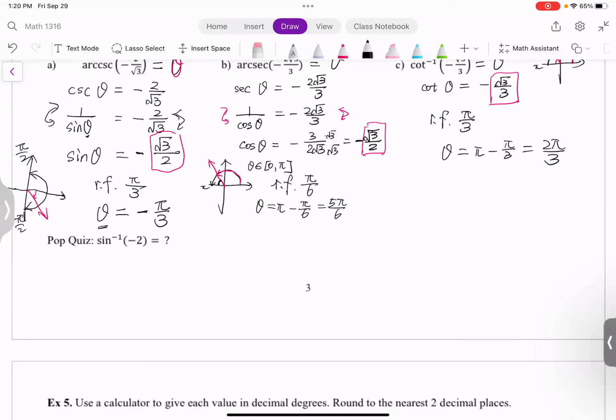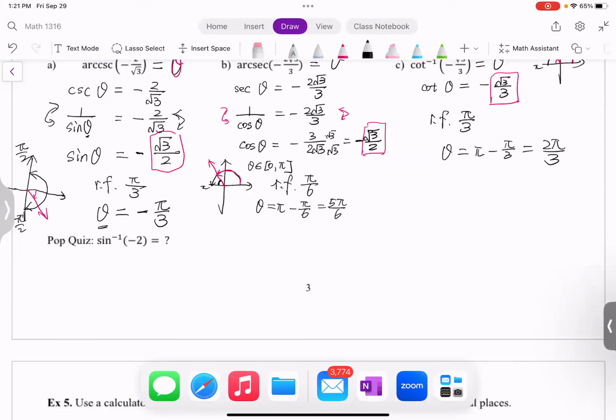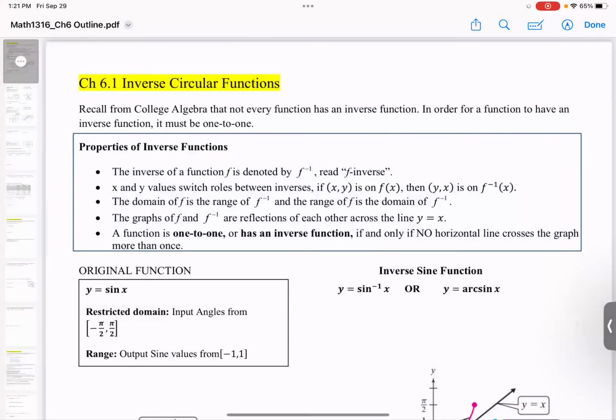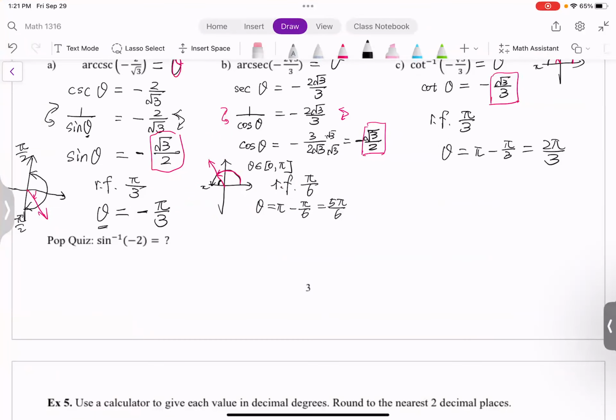Pop quiz. What is the inverse of sine of negative 2? If you have a calculator, you can find it on your calculator. Or if I say no calculator allowed, how do you do this one? I can convert it: the inverse of sine of -2 equals theta, or equals y. So sine theta equals -2.